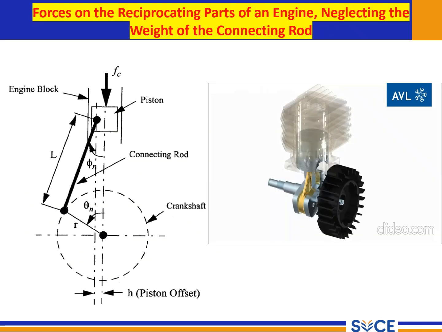Let us observe the direction of forces. Gas pressure pushes the piston downwards. The inertia force is going to be opposing it. The connecting rod transmits the force to the crank. Finally, the crank is converting the force into rotating torque. This is the energy transmitted from the piston to the crankshaft.